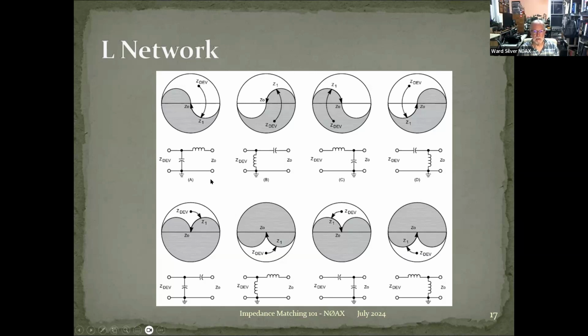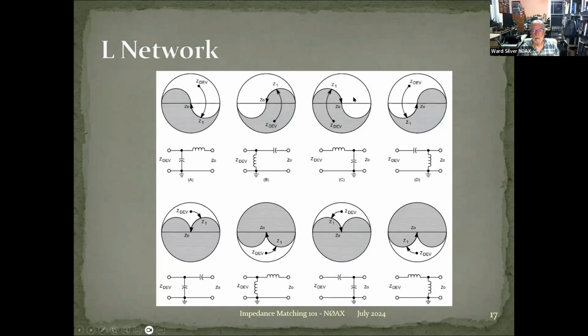Think of the device as a transmitter. This one has a shunt C and a series L. This one swaps the L and the C. This one moves the capacitor to the output, and this one moves the inductor to the output. And if you look at the Smith chart, you will see that if you color in half of it so that it looks like a yin-yang, this circuit can take any of the impedances in this part of the Smith chart and transform them to the impedance of the line. So this is a 1-to-1 match right here. You want to get this impedance matched to this impedance. That's what this circuit can do.